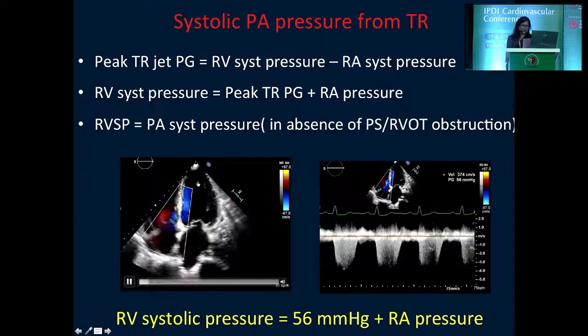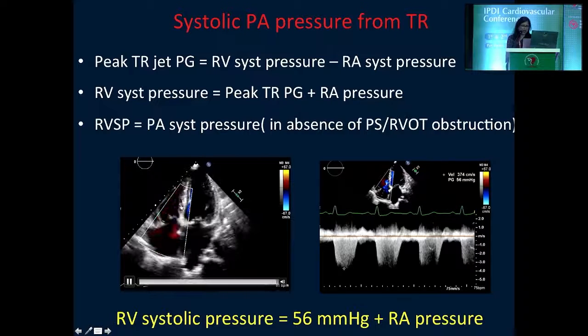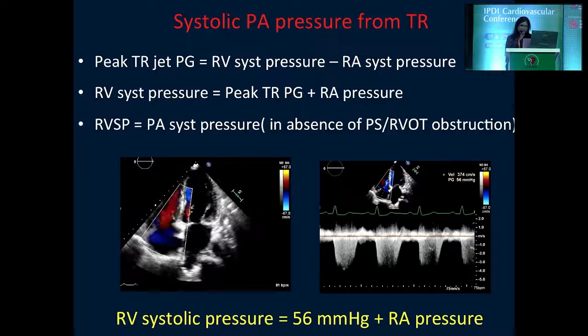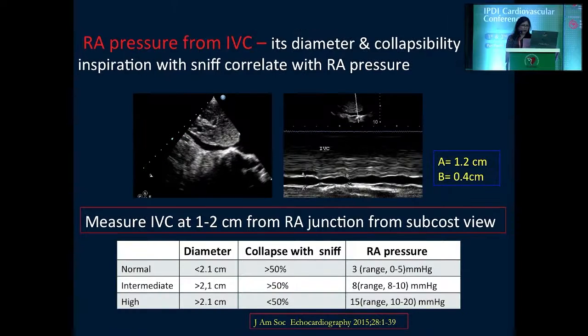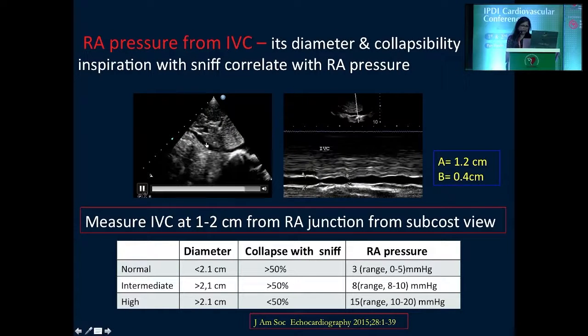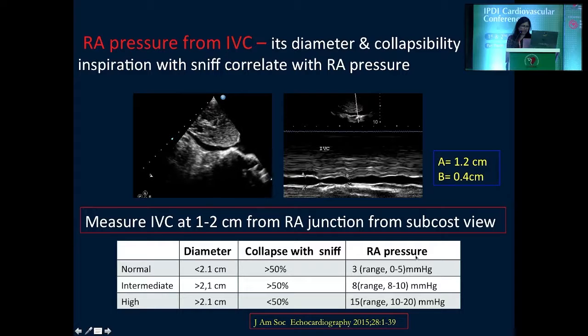This is the pressure difference between RV and RA. So with this we add the RA pressure to get the RV systolic pressure, and in absence of pulmonary stenosis, RV systolic pressure reflects the PA pressure. Now for the RA pressure we go to the IVC, and following this chart we can put the RA pressure.